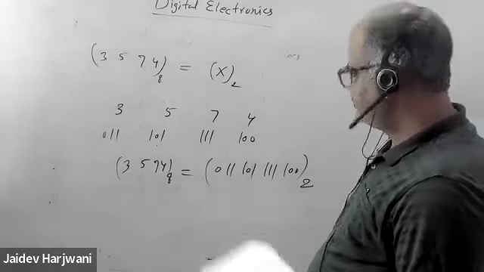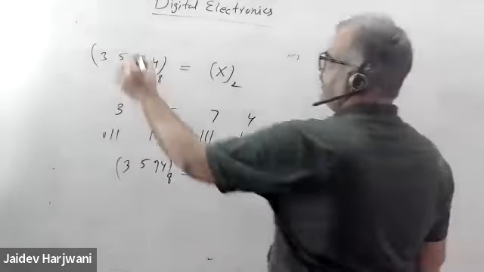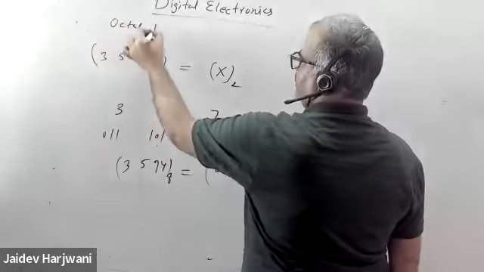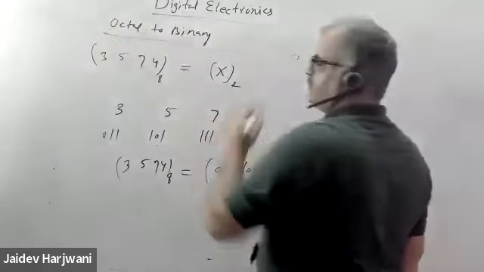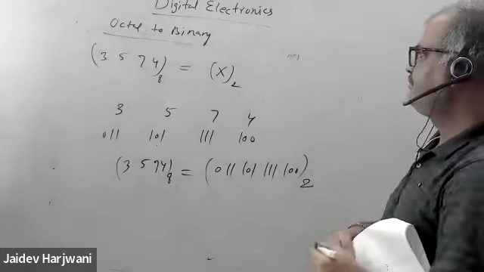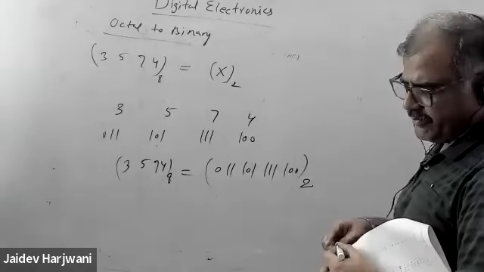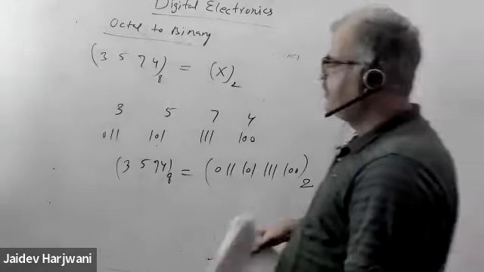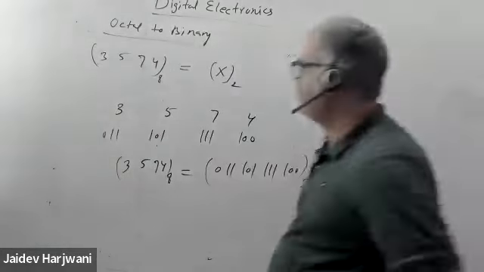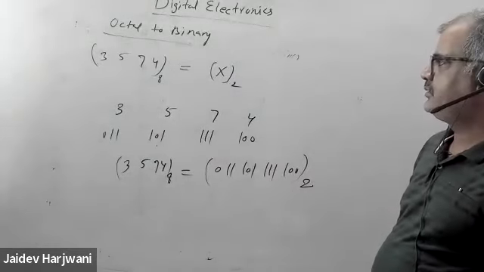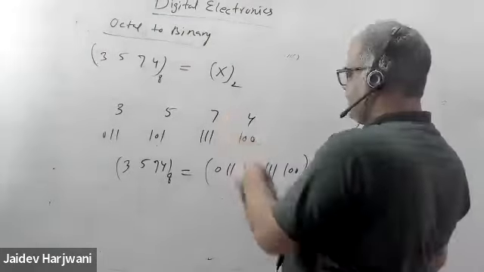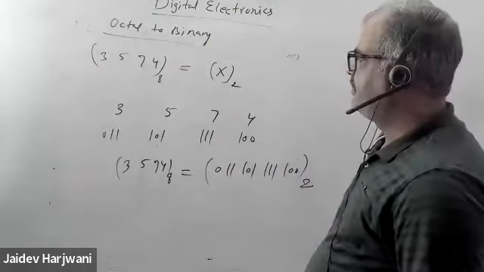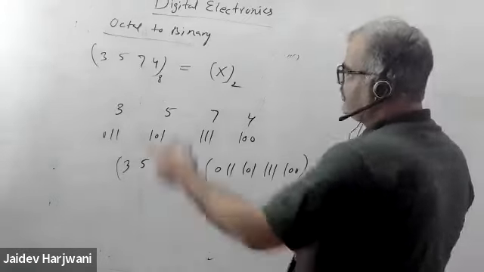Okay, so this is your octal to binary. Now the opposite is also true. To convert octal to decimal, we have to multiply, but in base 8. Yes sir. And this one multiplies in base 2. Yes sir. Okay, now this was octal to binary.